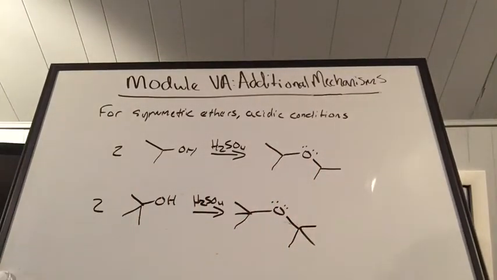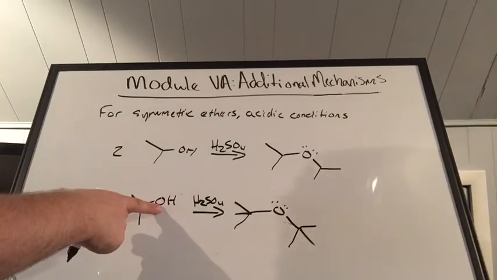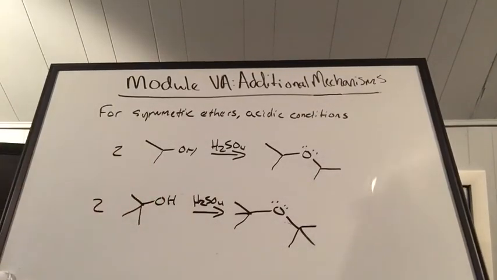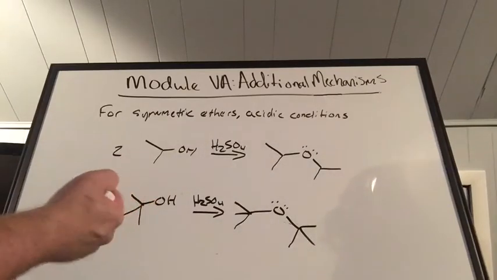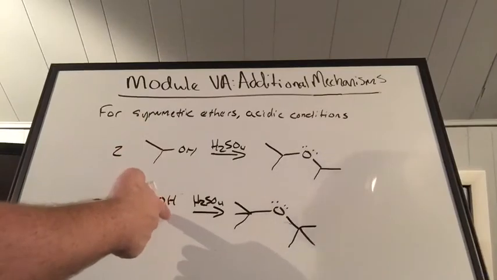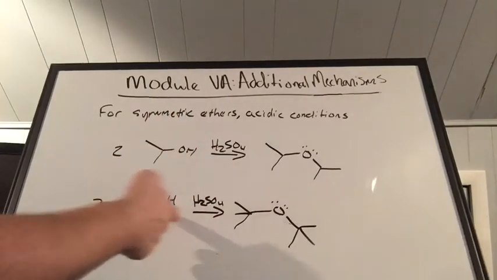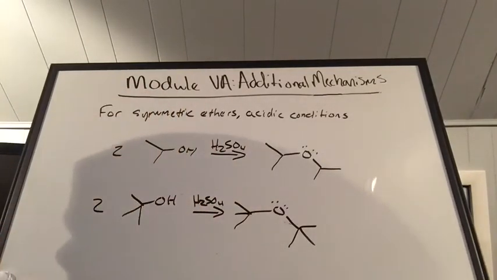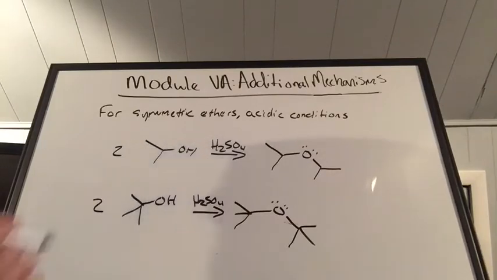So what happens here is that this is going to behave as a base, pick up one of the hydrogens from H2SO4, the protic hydrogen, and behave as a good leaving group. Then the second equivalent is going to come in and behave as a nuke and coordinate to that positively charged tertiary carbocation.